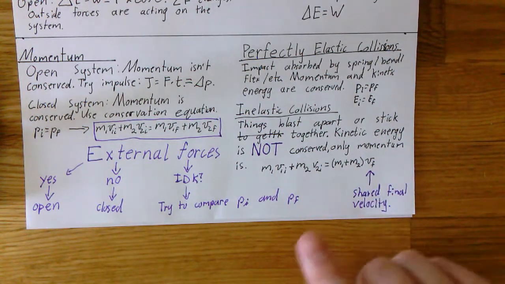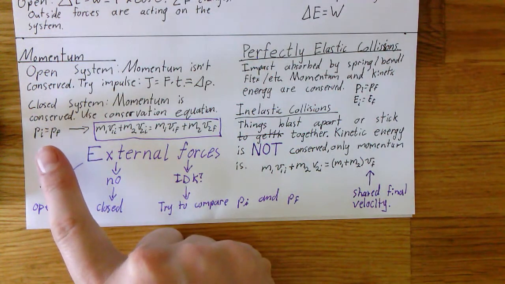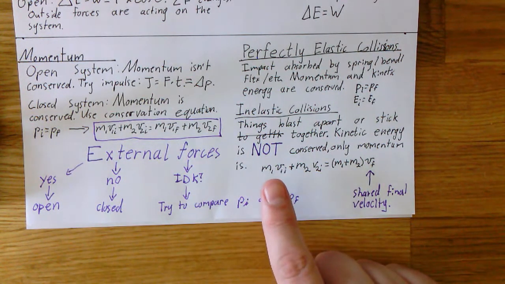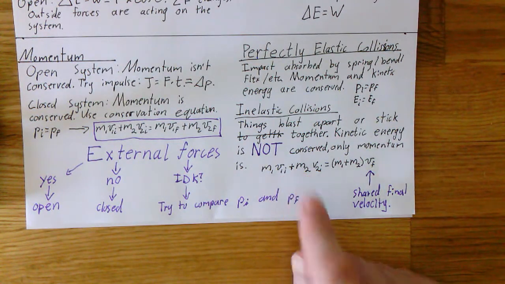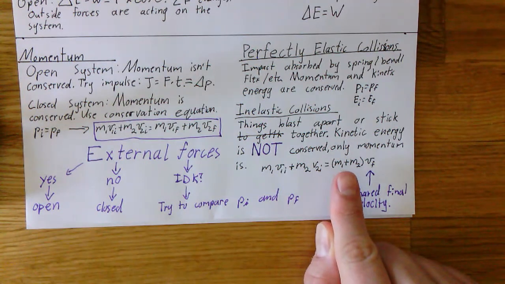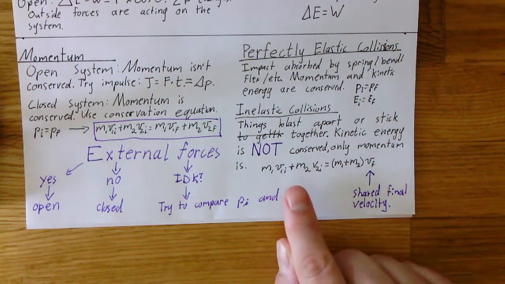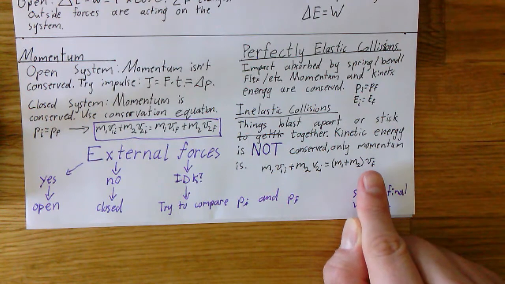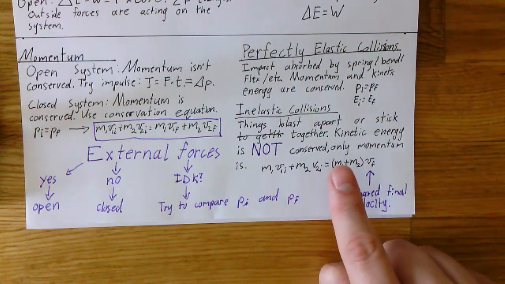Only momentum is. Usually you do want to do conservation of momentum like this, Pi equals P final, but usually it'll simplify like this when you plug stuff in. Your momentum of the first object plus your momentum of the second object equals the mass of the two objects added together times a single final velocity. This is because these two objects stick together, and since they're moving together, they have the same final velocity. So we just factor the velocity out and then stick the m's together.